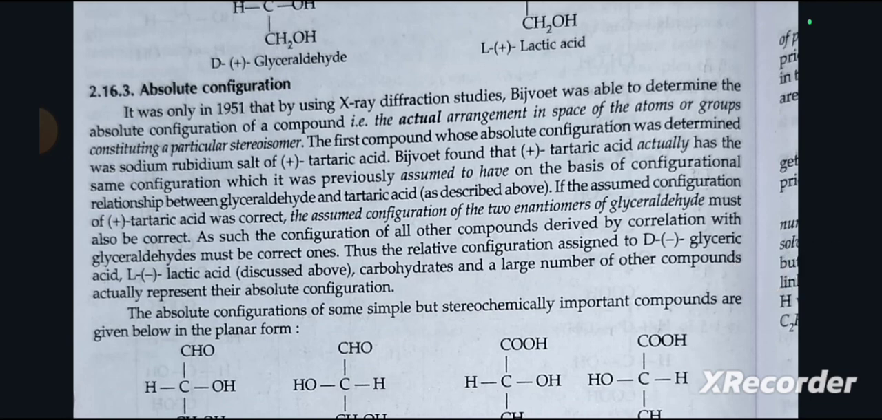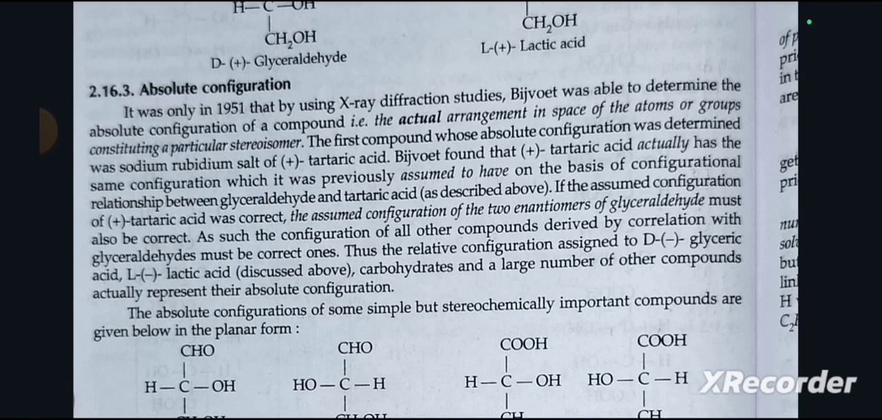2.16.3 Absolute configuration. It was only in 1951 that, by using X-ray diffraction studies, Bijvoet was able to determine the absolute configuration of a compound, that is, the actual arrangement in space of the atoms or groups constituting a particular stereoisomer. The first compound whose absolute configuration was determined was the sodium rubidium salt of (+)-tartaric acid.